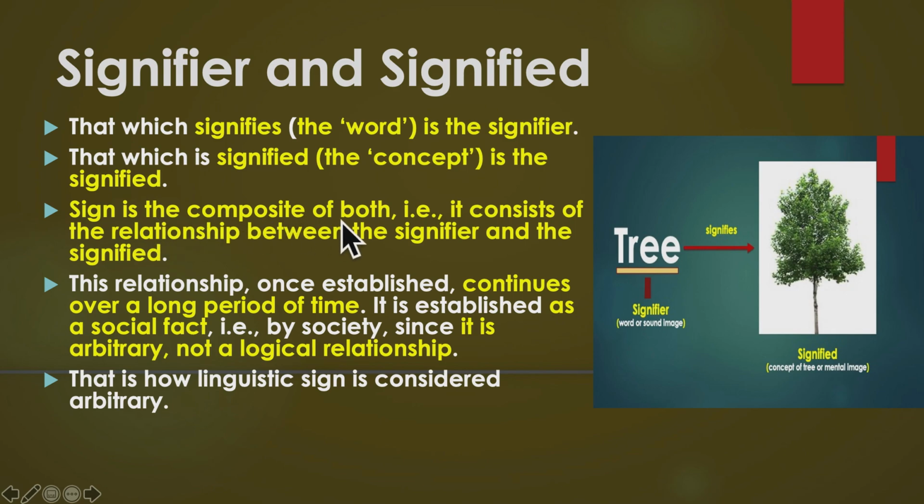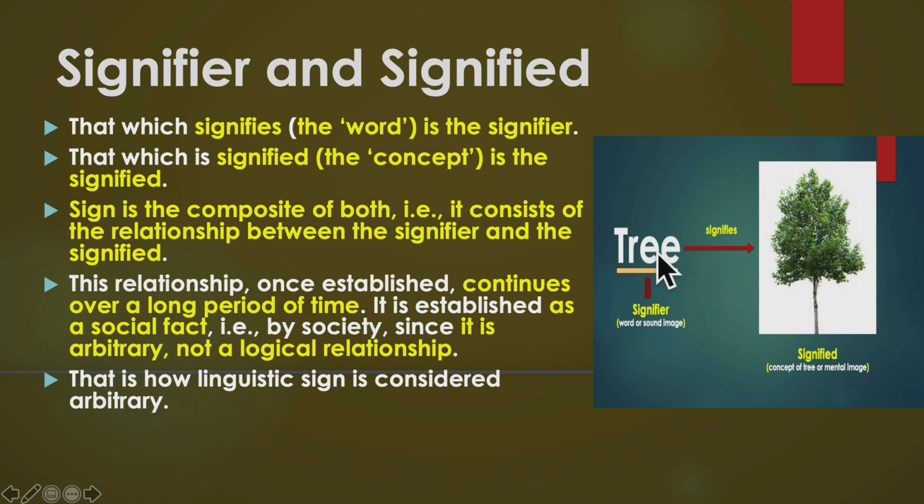The sign is the composite of both. That is, it consists of the relationship between the signifier and the signified. Now, what is a sign? A sign is a combination, an amalgamation, a composite of both. It has a deep relationship between the signifier and the signified. When I say tree, tree means this object, this mental image, and no other thing should come to your mind. This is the sign. This relationship, once established, continues over a long period of time.